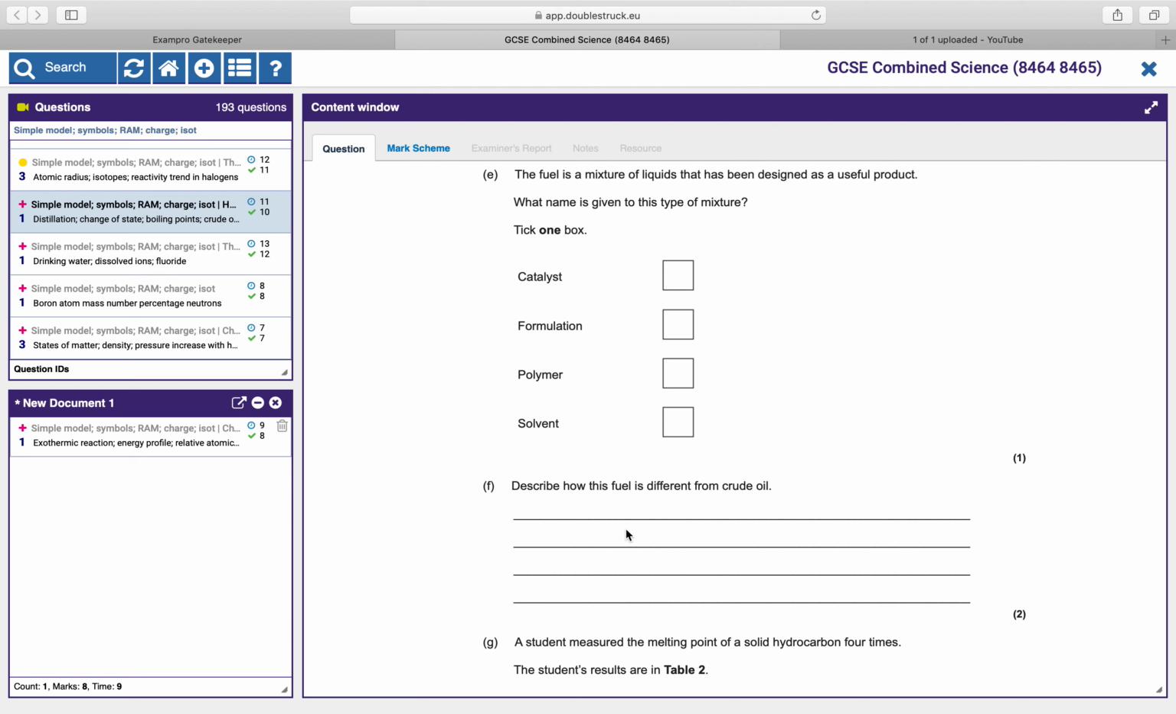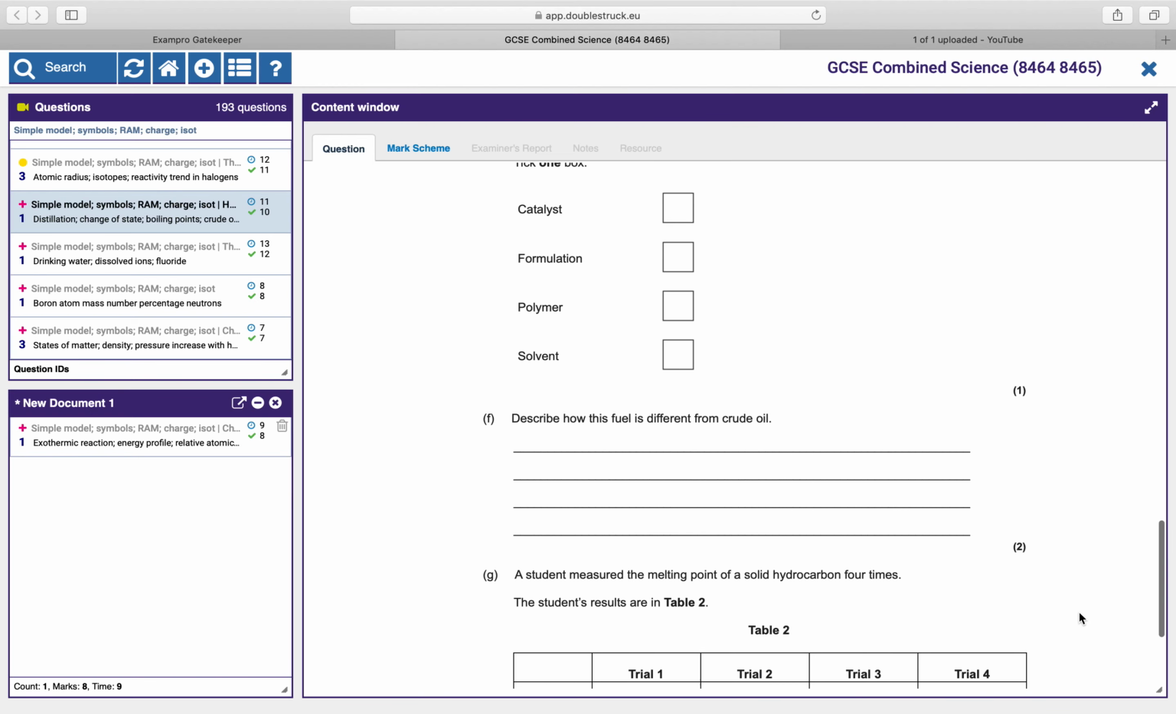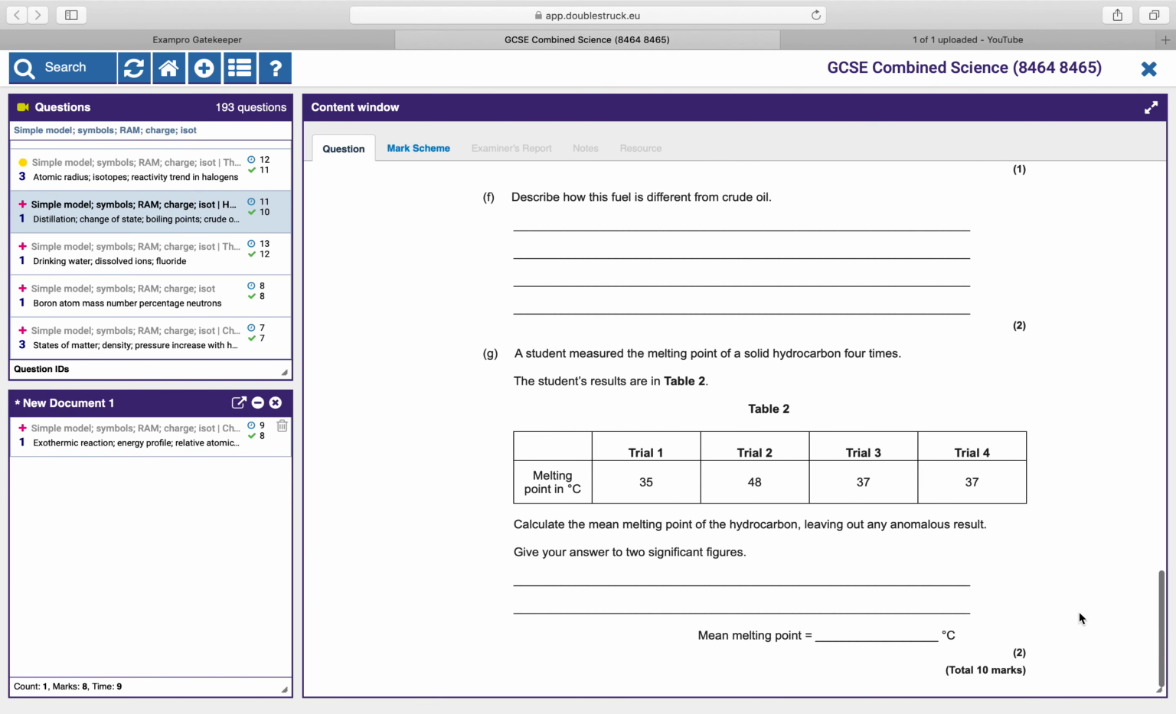Describe how this fuel is different from crude oil. Okay, so how many marks is this? It's a 2-mark question. It means we've got to say something about the fuel and something about the crude oil. Okay, so how is it? The fuel is a pure substance, a pure compound. And crude oil is a mixture. Yeah, so that's what we'd say about those.